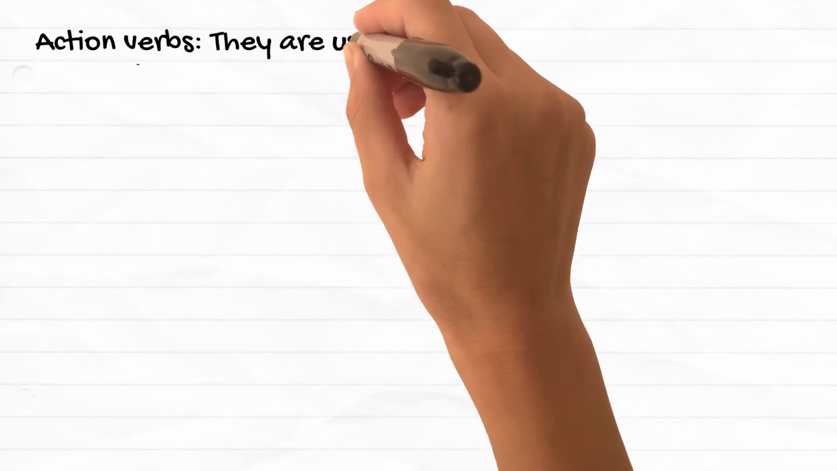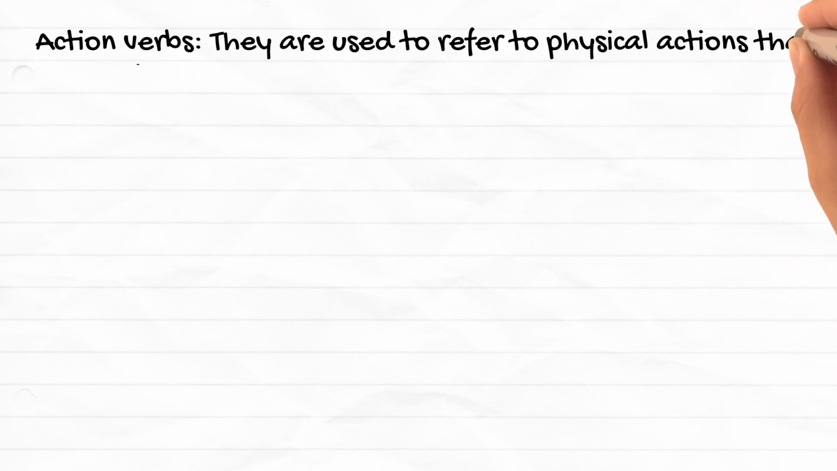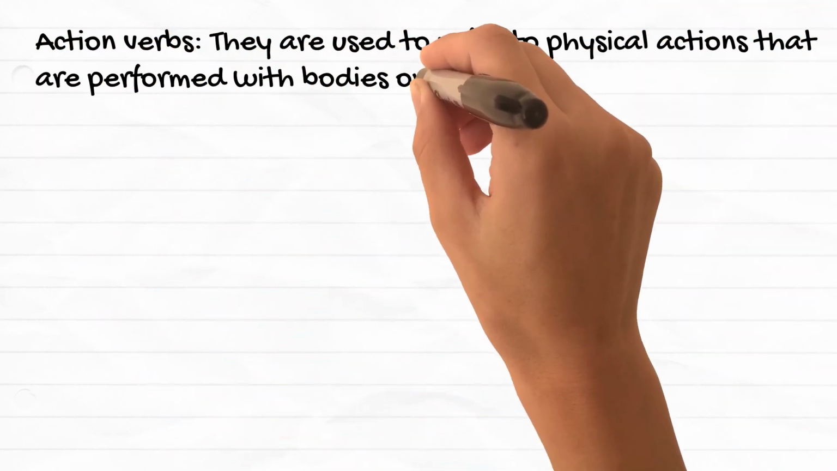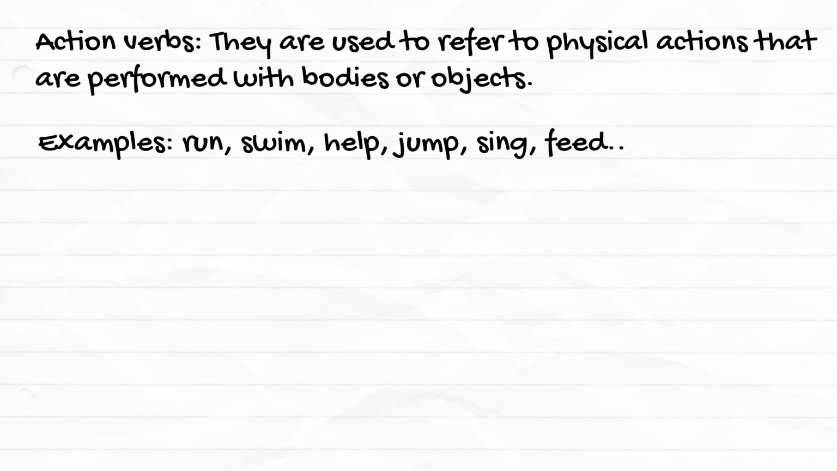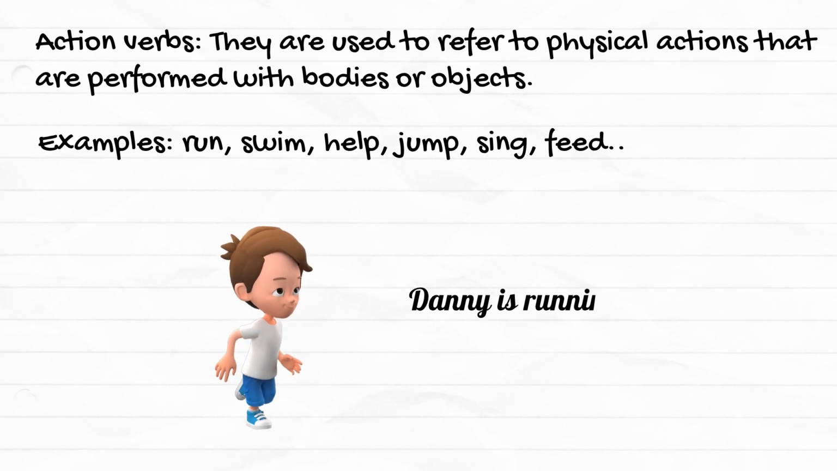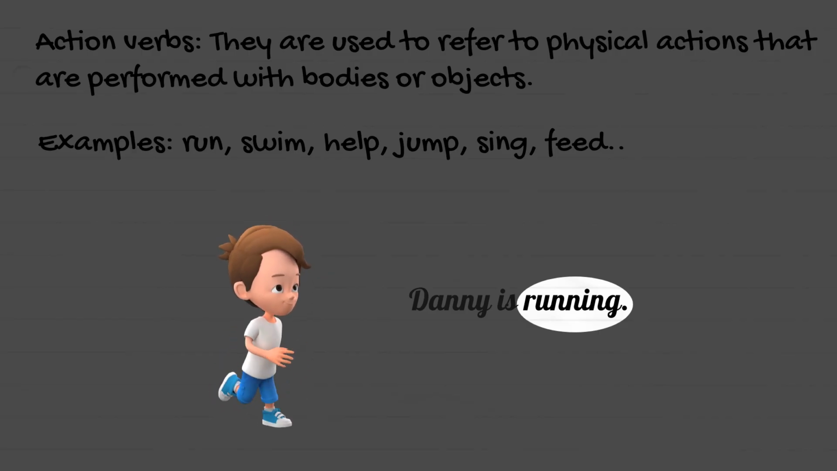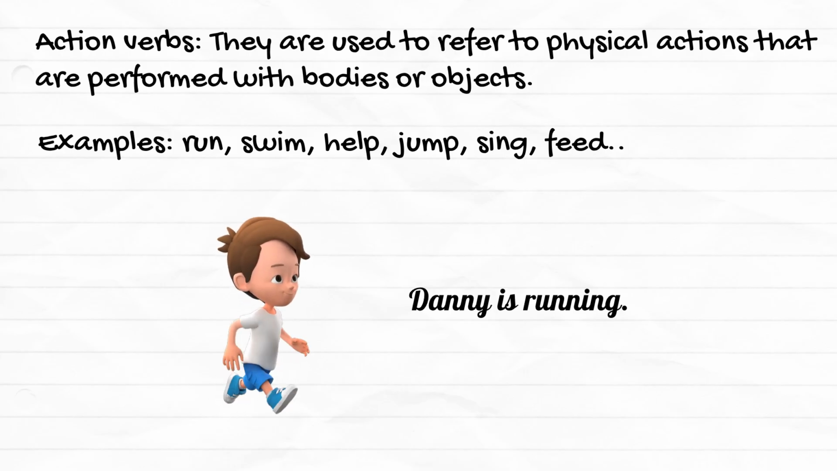Action verbs are used to refer to physical actions that are performed with bodies or objects, like run, swim, help, jump, sing, and feed. Danny is running. Running is a physical action. Danny is using his legs and arms to run.